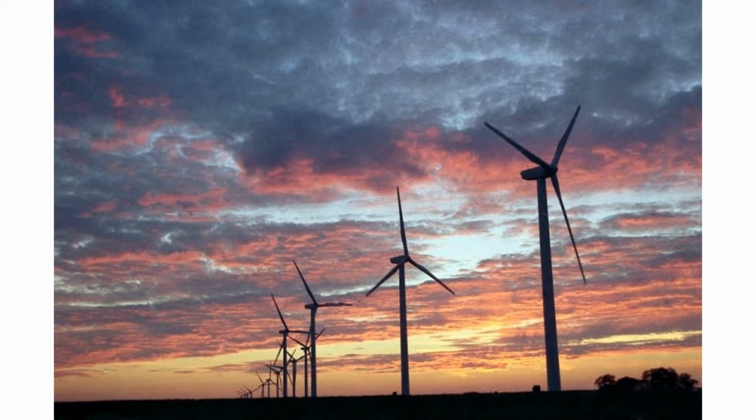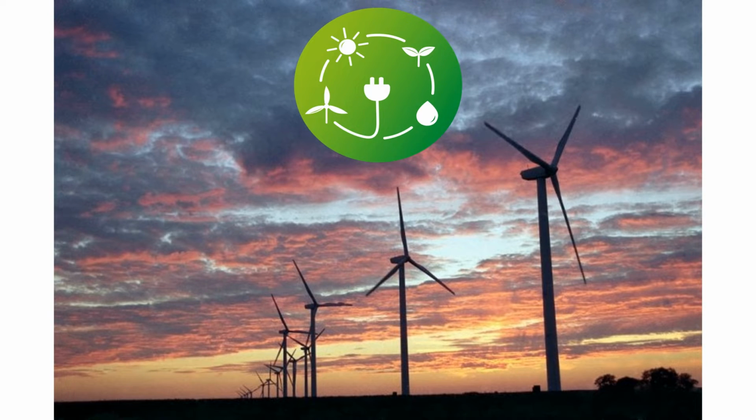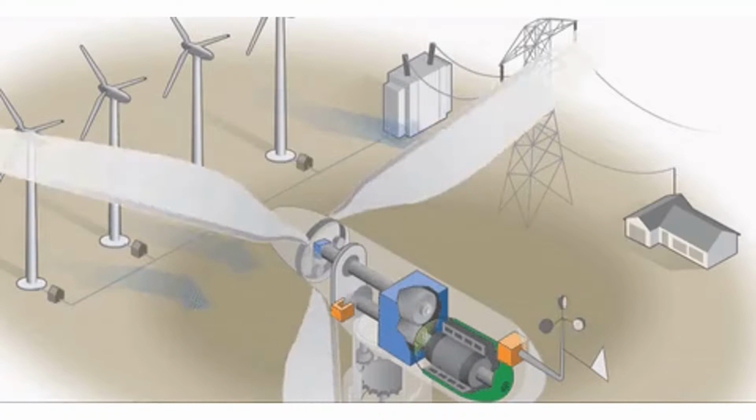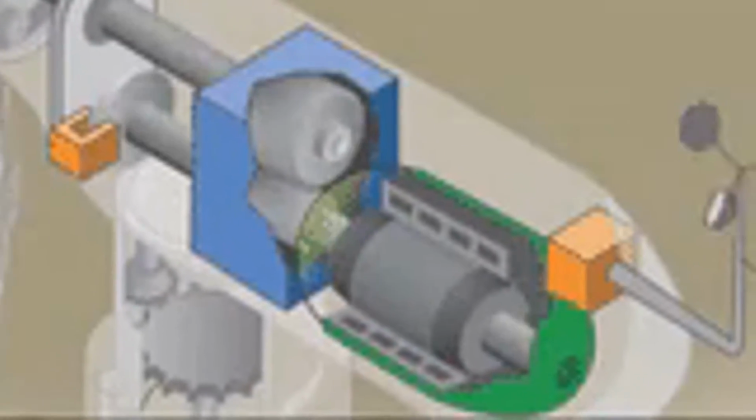And then we have wind energy, which is a renewable source of energy. The way wind turbines work is real simple. Wind turns the propeller-like blades of a turbine around a rotor, which spins a generator, which creates electricity.